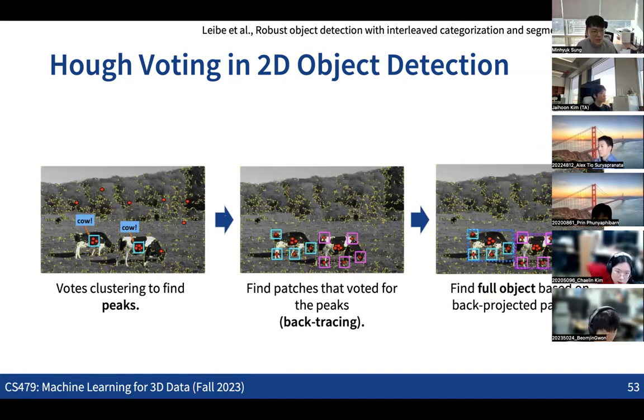By taking all the local patches that contributed to each of the peaks, we can also define the 2D bounding boxes. It's the box that includes all the votes and all the local patches. So that's the idea of back tracing. Clear?